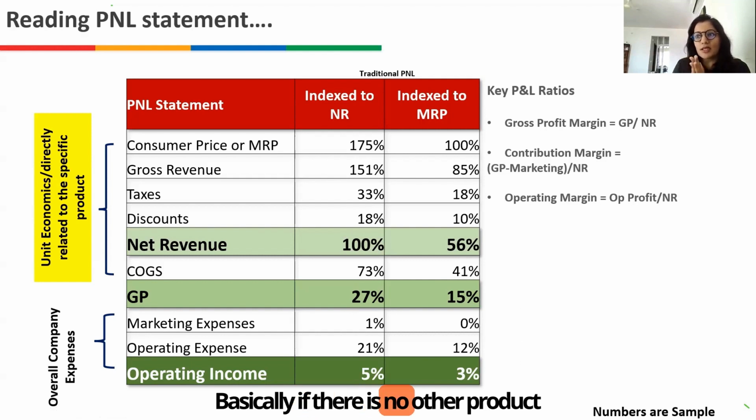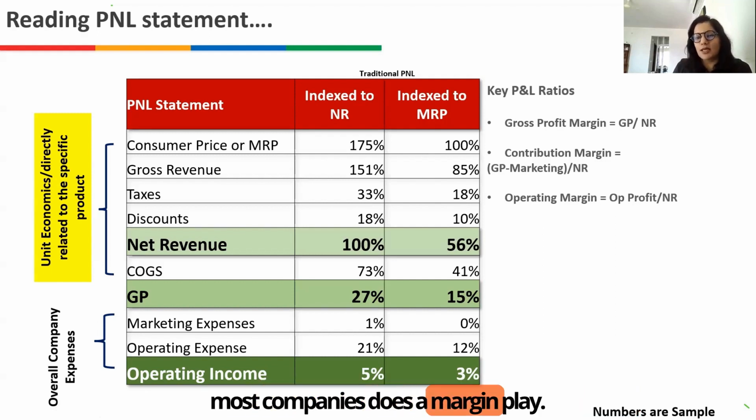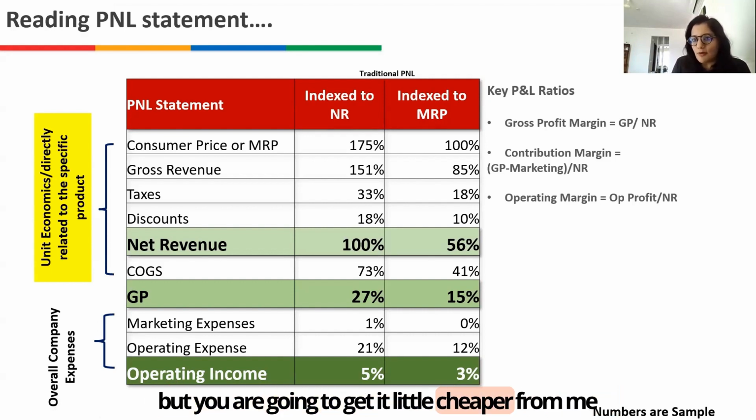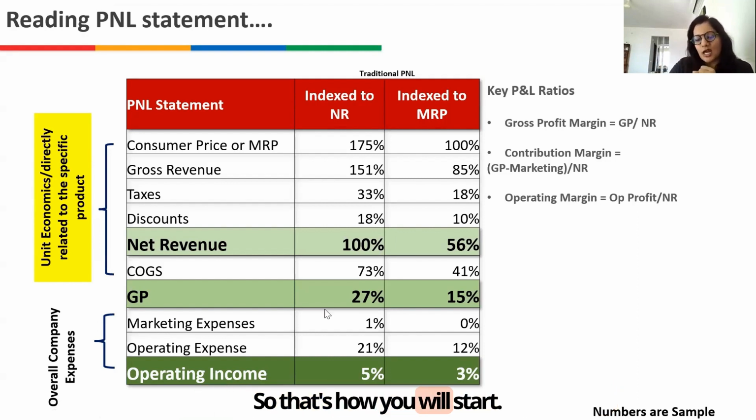Basically, if there is no other product differentiation between you and your competition, then most companies do a margin play. Okay, my product is as good as theirs, but you're going to get it a little cheaper from me, and that is because I'm trying to build the business. So that's how you will start.